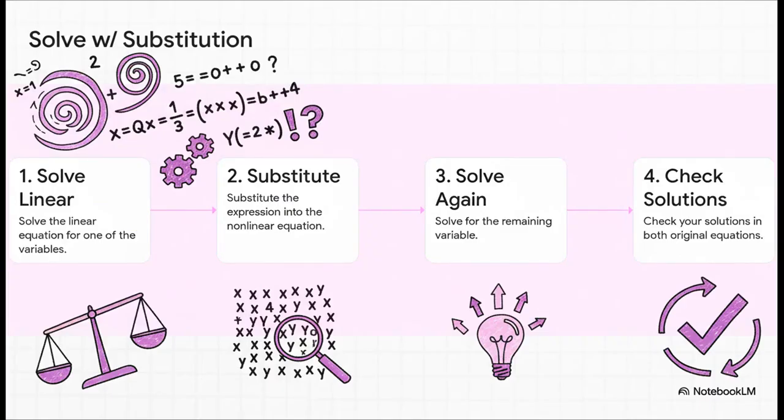And the process? It's a pretty straightforward four-step deal. First, you solve one equation for one variable. Second, you plug that expression into the other equation. Third, you solve the new equation you just created. And fourth, you take that answer and plug it back in to find its partner. Seriously, just keeping your work neat is half the battle here.